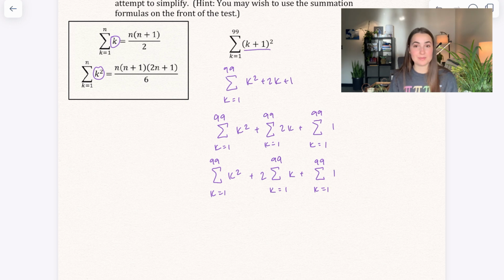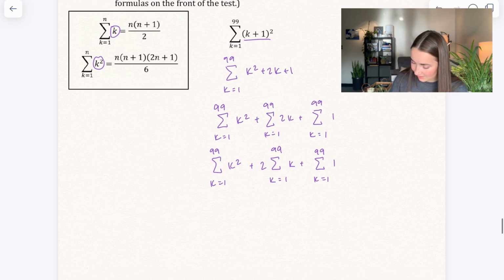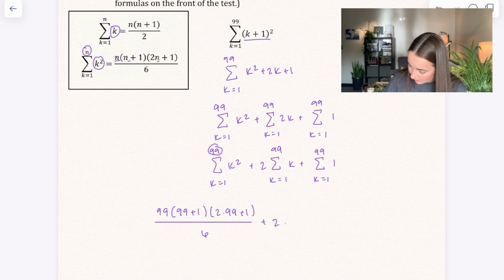Okay, so now let's go ahead and apply these formulas. First we have k squared. What we do is we take whatever our n value is, and for us that's 99, and we plug it in everywhere we see an n. So I'll go ahead and do that. Here for k, I'm going to do the same thing.